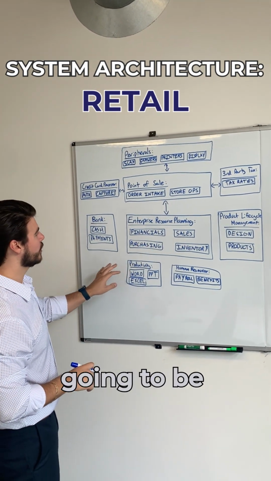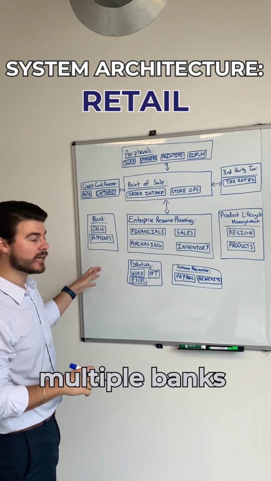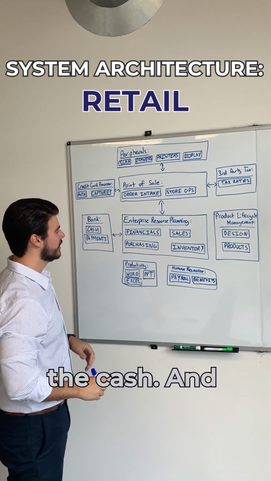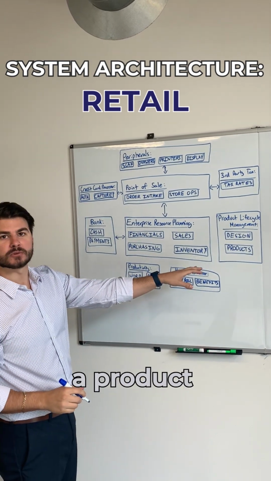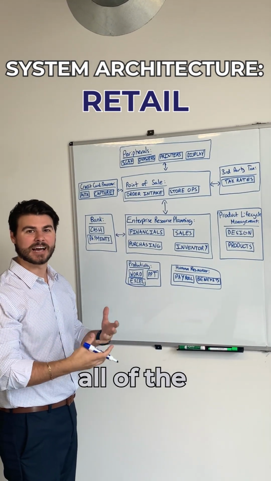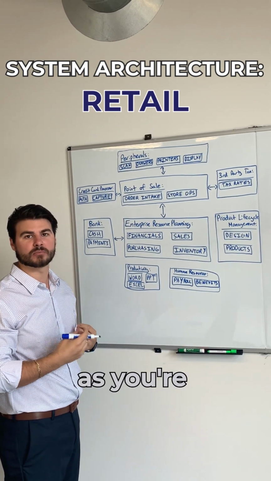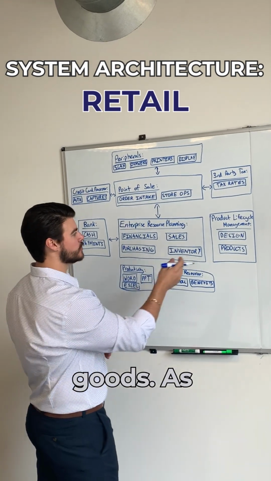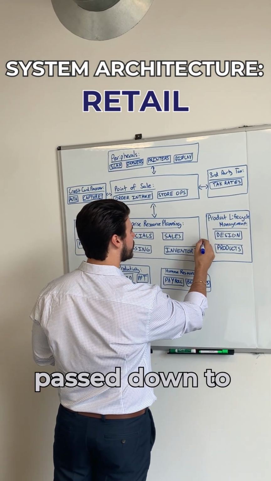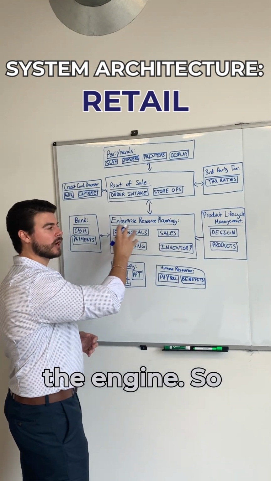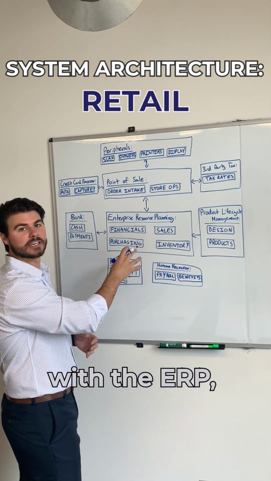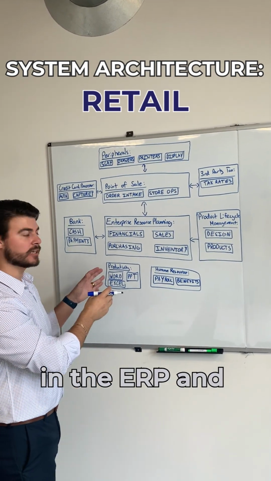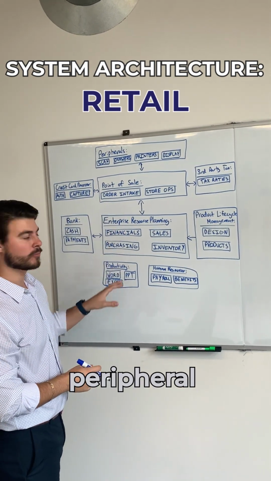Within the ERP, you're going to be integrating typically with a bank, or multiple banks if you have them, for bank statements as well as payments and just managing the cash. And then you're going to have a product lifecycle management solution that's going to be managing all of the design elements of your products as you're making changes to products and ultimately going through that iterative process of creating the goods. As those products are created, they're then passed down to the ERP itself to run the engine. So this is the actual transacting engine here with the ERP. So a one-sided integration bringing that PLM data in to then be used in the ERP and pushed to some of the other peripheral systems.